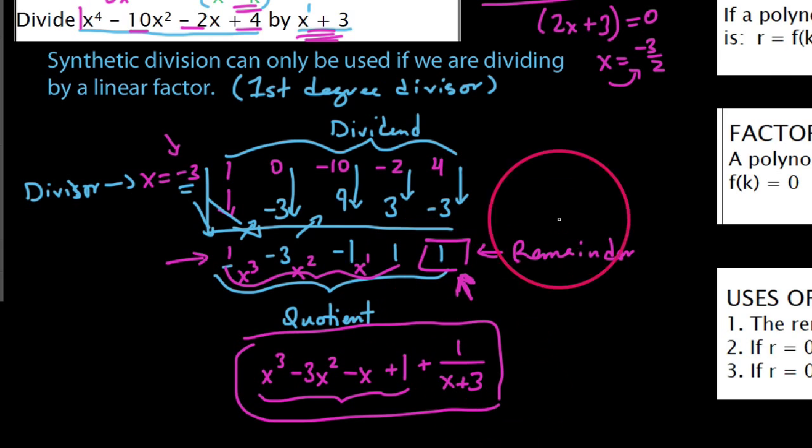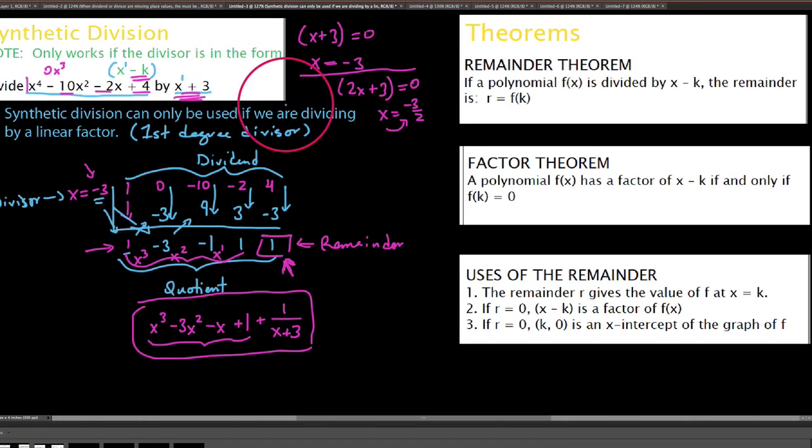So we're going to make a few comments on this synthetic division thing, and we share these in the form of the remainder and factor theorems, and then the uses of that remainder that we see here. So in terms of the remainder theorem, this is really profound, but it says if a polynomial f of x is divided by this factor x minus k. Remember, if your factor is x minus k, then the x value we would have put on the outside is that k. We would have put a k out here.